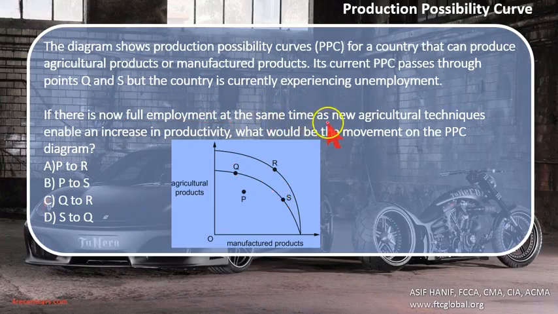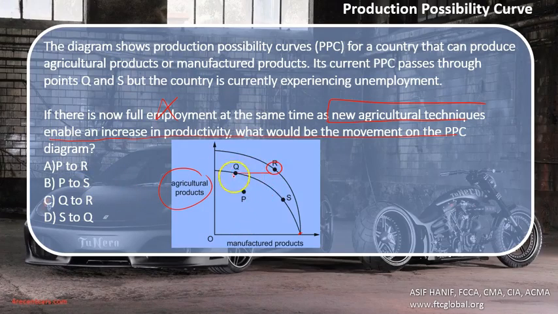So it says that at the same time, new agricultural techniques enable an increase in productivity. What would be the movement on the PPC? Not because of full employment, but just because of new agricultural techniques, we will be able to produce more. Since agricultural productivity has increased, we will see a pivotal shift. Manufactured product would stay the same, but because we have new technology, we will be able to produce more agriculture products. So a new curve will be at this point. Where do you think Q will move now?